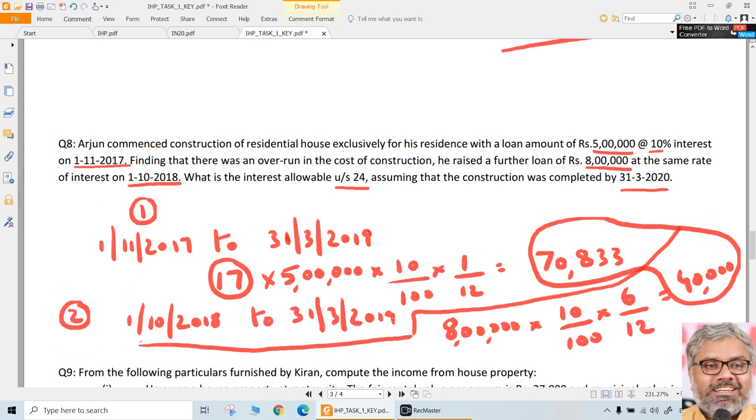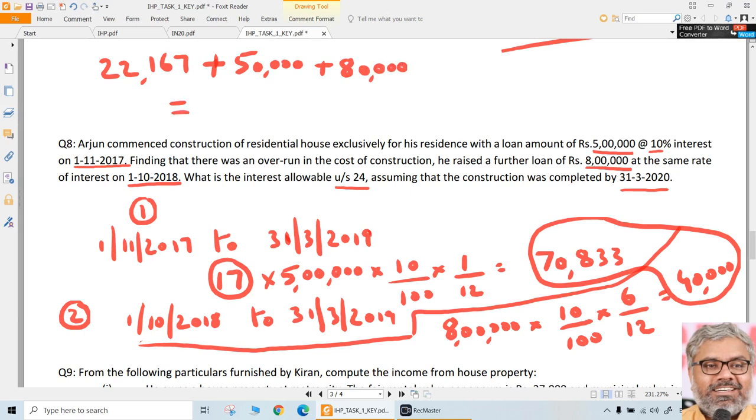So I'm writing above it. How much is going to be the pre-construction period interest here? 70,833 plus 40,000 divided by 5. That comes to 22,167. Plus post-construction interest anyway will be there, which is straightforward. 5 lakhs into 10% means what? 50,000 straight away. And 8 lakhs into 10% means what? 80,000 straight away. That is post-construction interest.